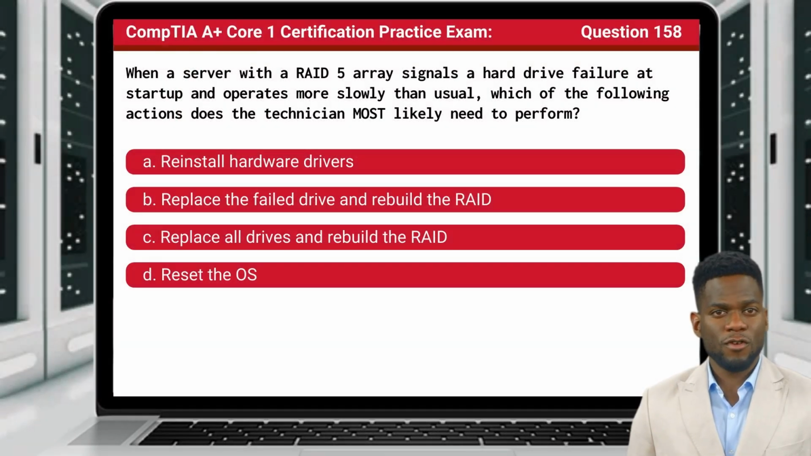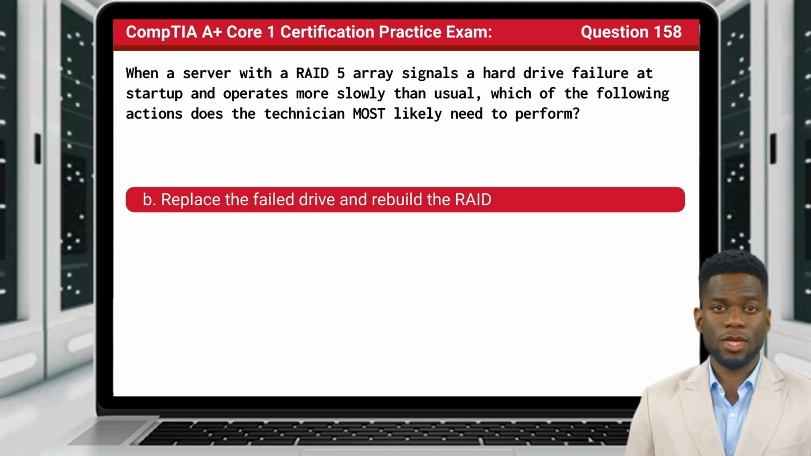Question 158. When a server with a RAID 5 array signals a hard drive failure at startup and operates more slowly than usual, which of the following actions does the technician most likely need to perform? The answer is B. Replace the failed drive and rebuild the RAID.